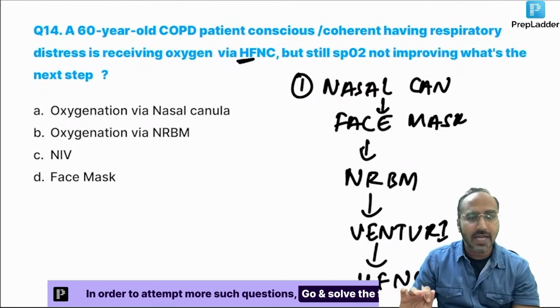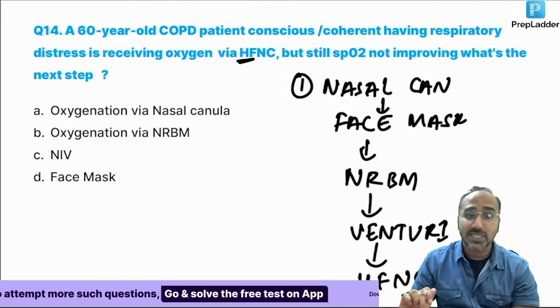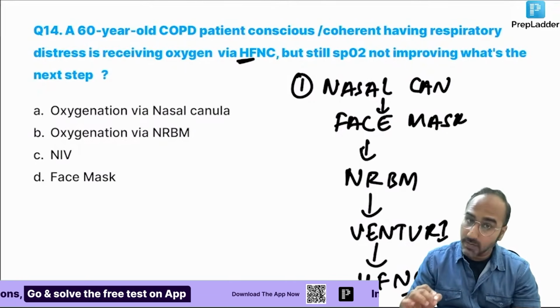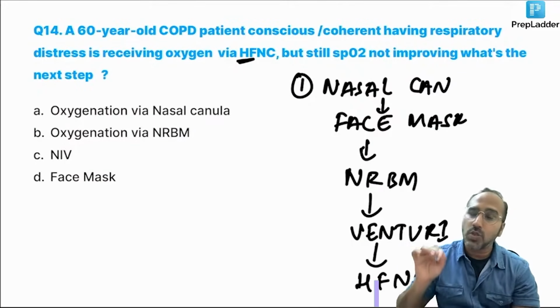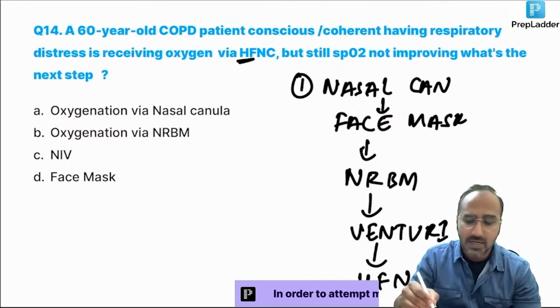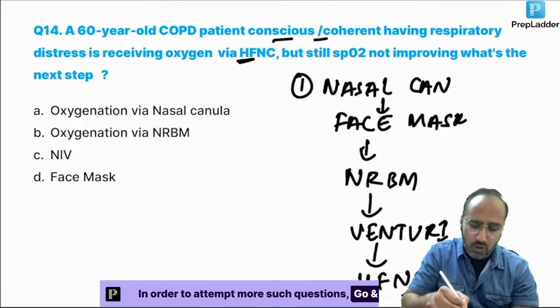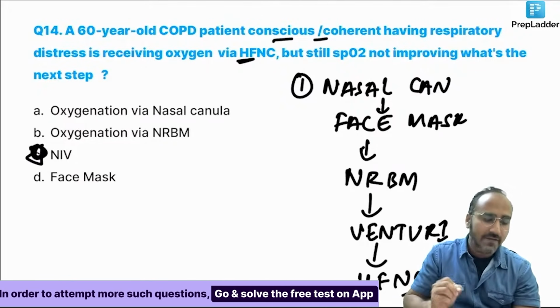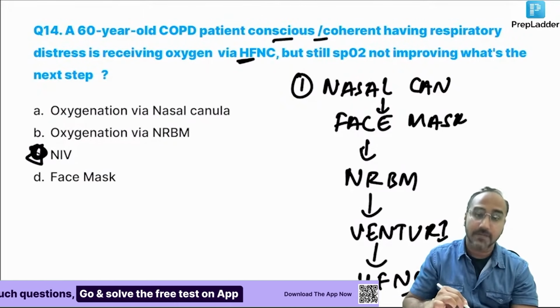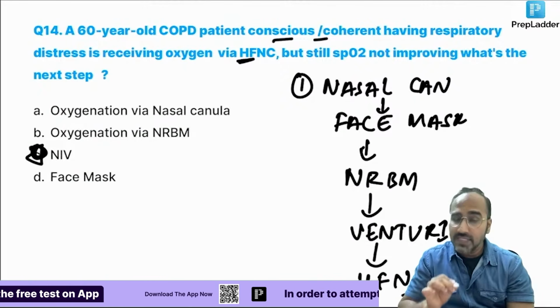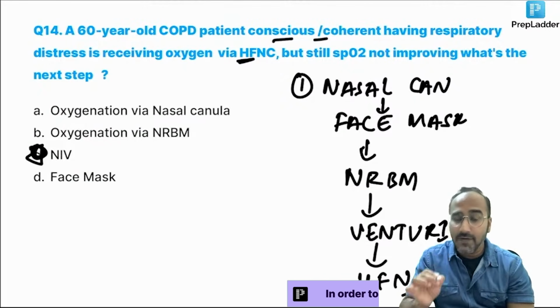Now they were given high flow nasal cannula, still not improving. What's the next step? You need to go for ventilation. Are you going for invasive or non-invasive here? The patient is conscious, coherent, so you can go for NIV, that is non-invasive ventilation. Now guys, remember, non-invasive ventilation can be given for which patient?